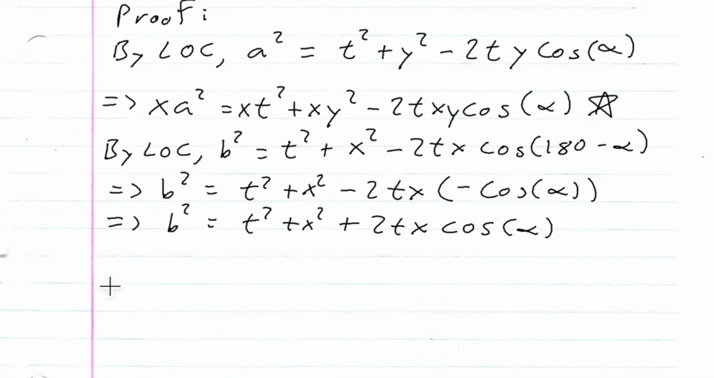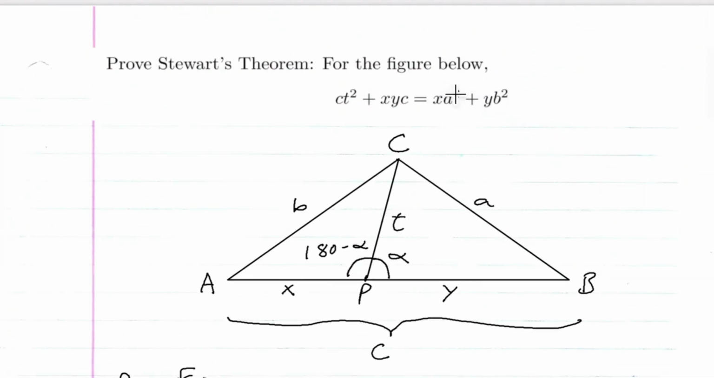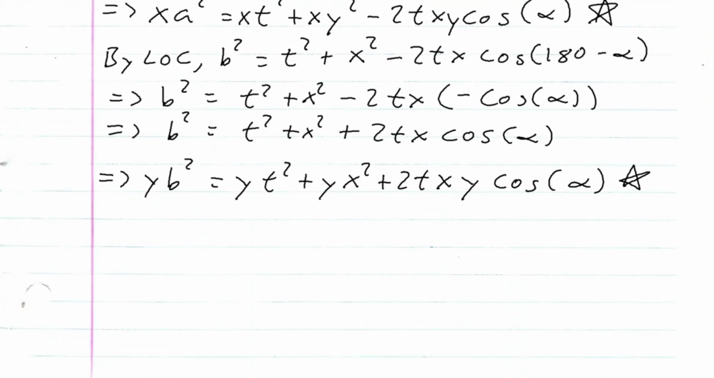So this implies yb squared is equal to yt squared plus yx squared plus 2txy cosine of alpha. And this is the other important equation. Now, for my equation, I want to add those two together and hopefully reduce it to this. So I'm going to do xa squared plus yb squared.